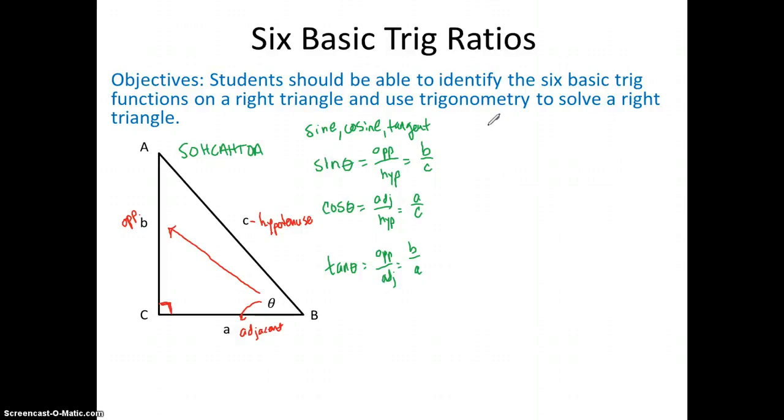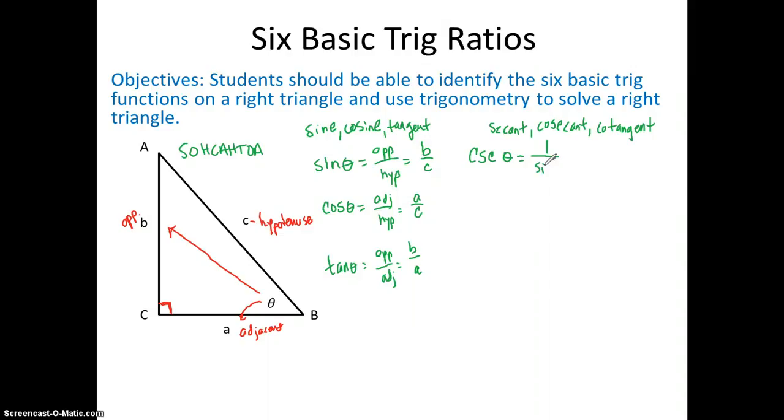Now we have 3 other trig functions, trig ratios, that go along with sine, cosine, and tangent. Those are secant, cosecant, and cotangent. Excuse my awful handwriting here. The cosecant, abbreviated CSC, of theta is actually the reciprocal of the sine.